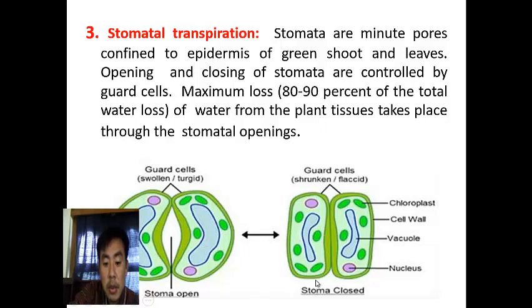And the opening and closing of this stomata depends upon the guard cell. When there is more water, the guard cell becomes turgid, whereby the stomata opens and there is transpiration. When there is less water, the guard cell will become flaccid or it will shrink, whereby the stomata closes.